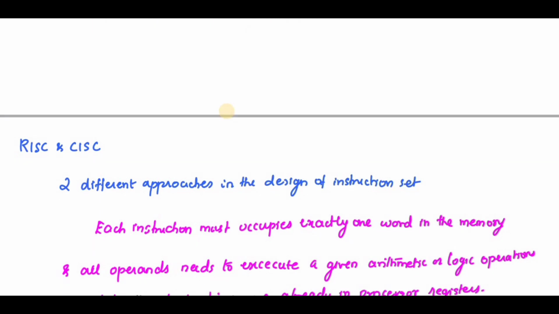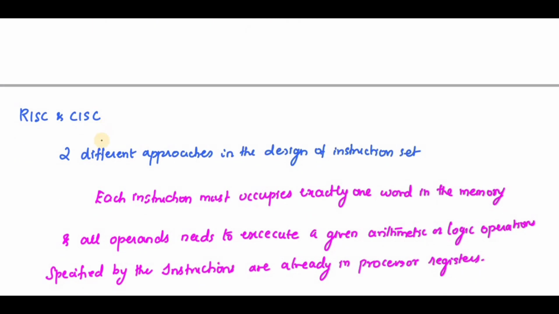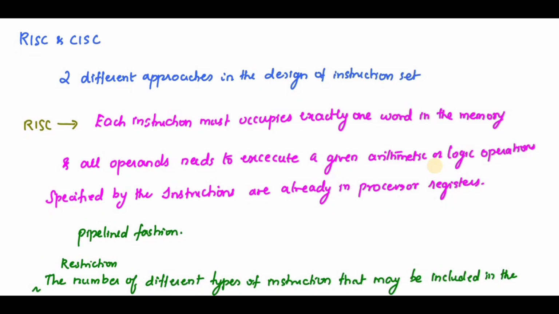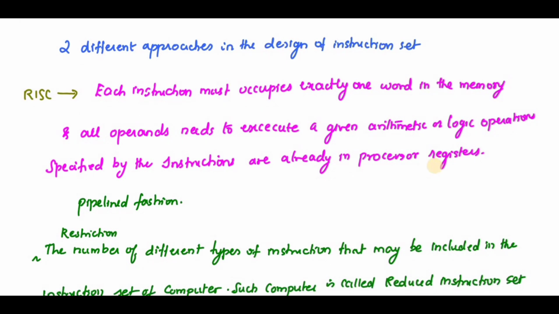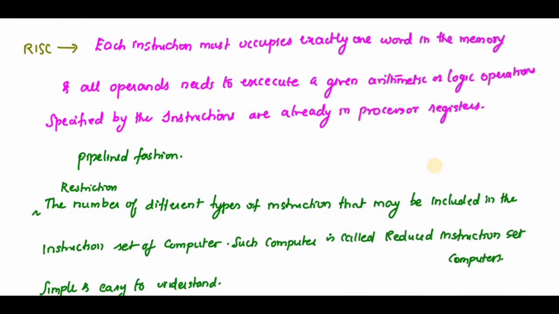So this is about RISC, the reduced instruction set computer. For a reduced instruction set computer, each instruction must occupy exactly one word in the memory, and all the operands needed to execute a given arithmetic or logical operation specified by the instruction are already in the processor register. So it gets stored in a pipeline fashion.